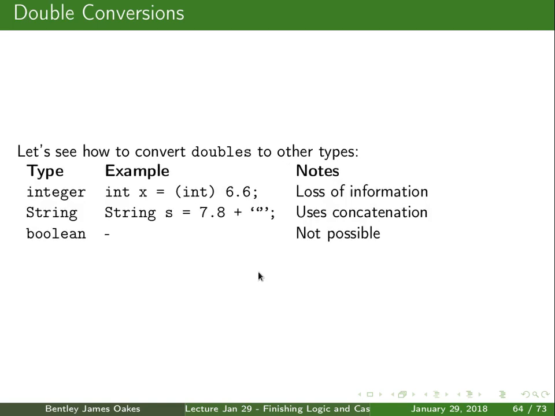If you want to convert a double, as we saw, you cast it. You would take something like 6.6 and cast it using int. So int x would only have 6, so you're losing information there. If you want to turn a double into a string, you use the same trick: you do plus and then empty quotation marks. And you can't turn a double into a Boolean. That doesn't make sense.